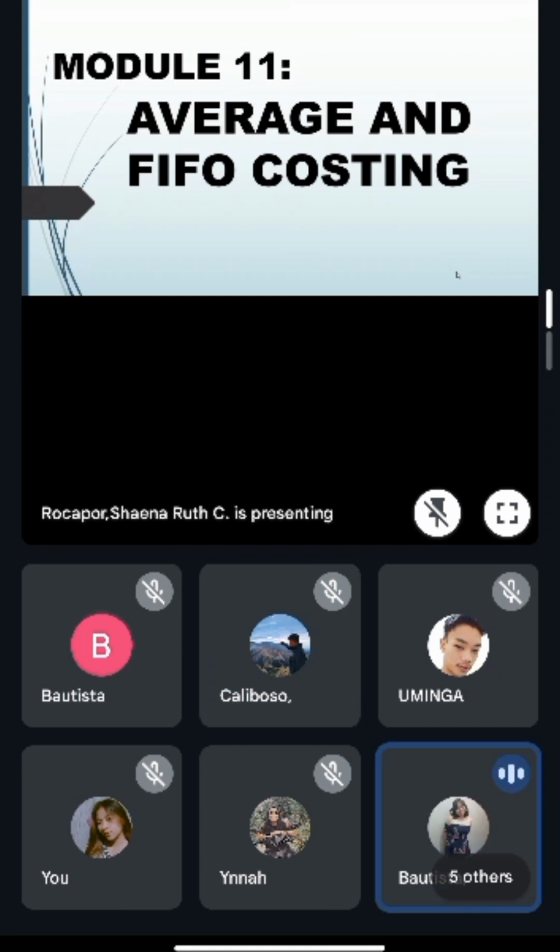Today we are assigned to report Module 11, which is the average and FIFO method. But before we start, may I indicate the subtopics of this chapter: the definition of FIFO and average method, differences between FIFO and average method, characteristics of FIFO and average method, computation of equivalent production, unit cost, and cost allocation.